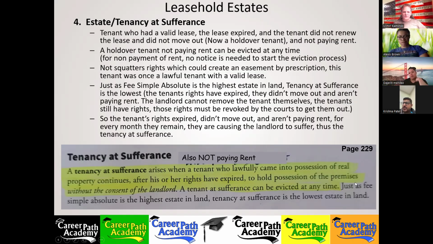But if you held over possession of the premises without the landlord's consent, you're just a holdover tenant. But if you're not paying rent on top of that, now it's a tenancy at sufferance. That's an important part of the definition there that they left out conveniently.